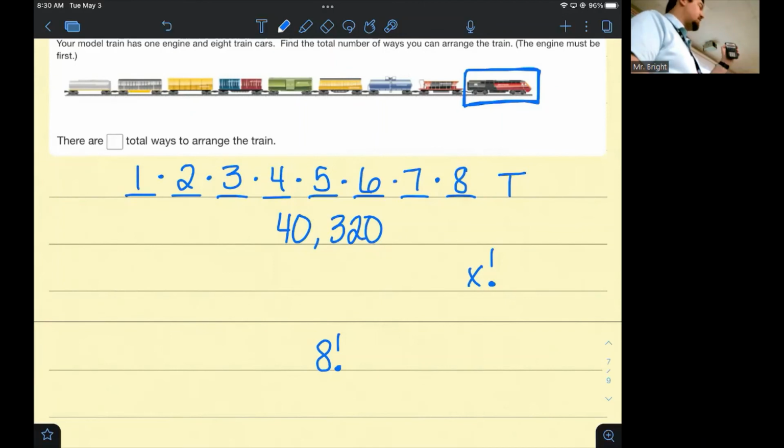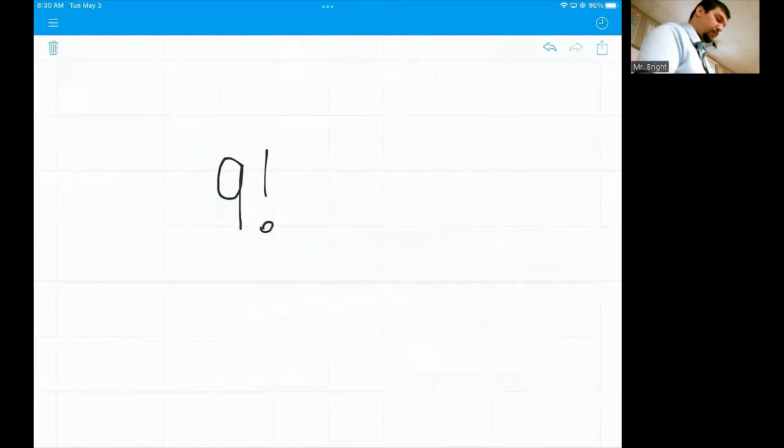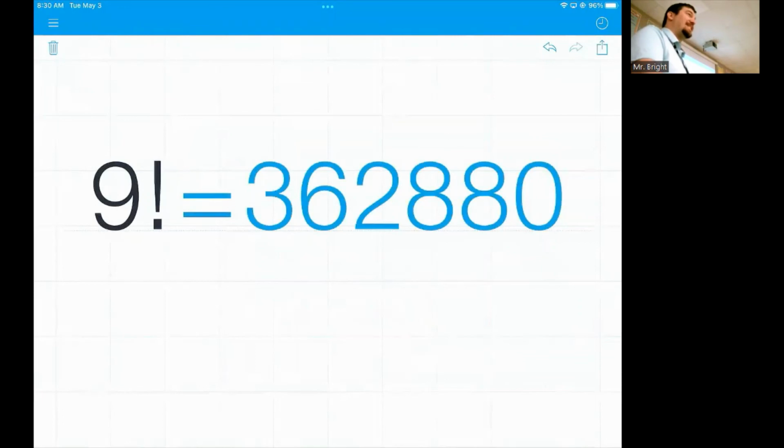To select the exclamation point or the factorial button, you have to hit the right arrow twice to where it's underlined. You hit enter, then it says 8 exclamation point or 8 factorial. You enter again and you get 40,320. Okay. These things get big really fast. 9 factorial, for example, is 362,880. Just by adding 1 extra car, I go from 40,000 plus ways to 360,000 plus ways. Right? Just by adding 1 extra car to my train and ways I can arrange it.